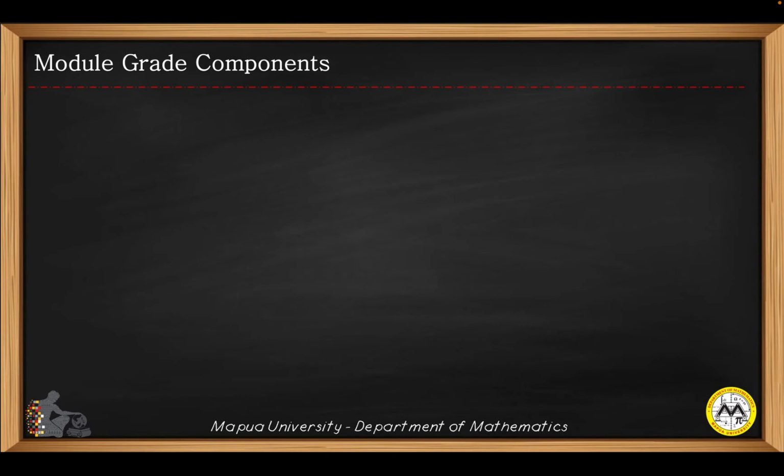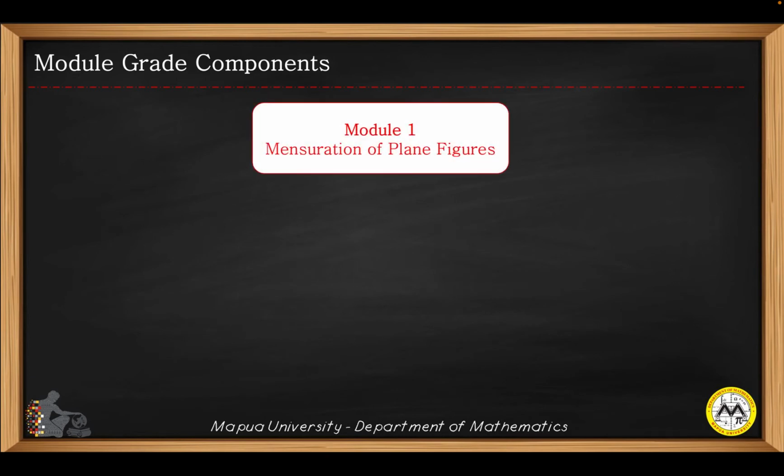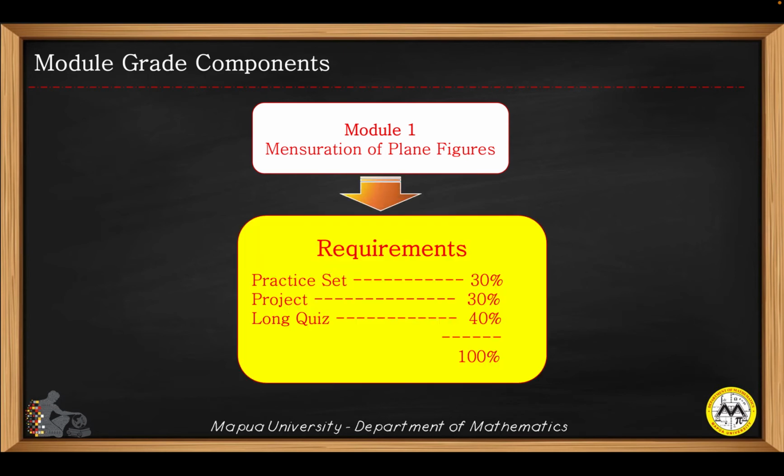For the module grade components, in Module 1, there will be 3 requirements: the practice set, which is 30%, the project, 30%, and then the long quiz, which is 40%.